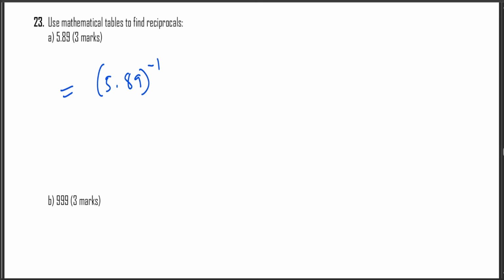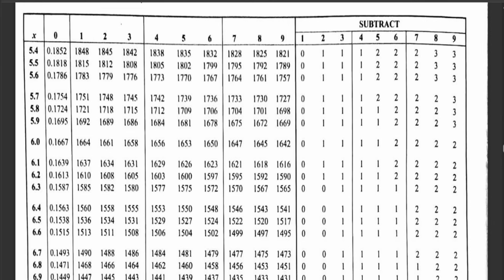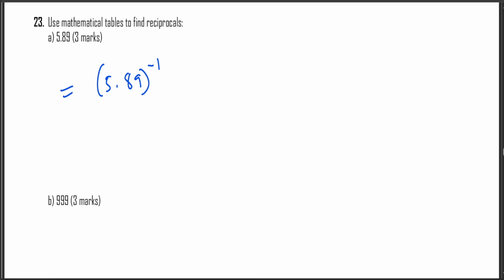Now reciprocal of 5.89. That gives you 0.1698. So that is 0.1698 as our answer. So that is very simple. You don't need to write it in standard form as well.